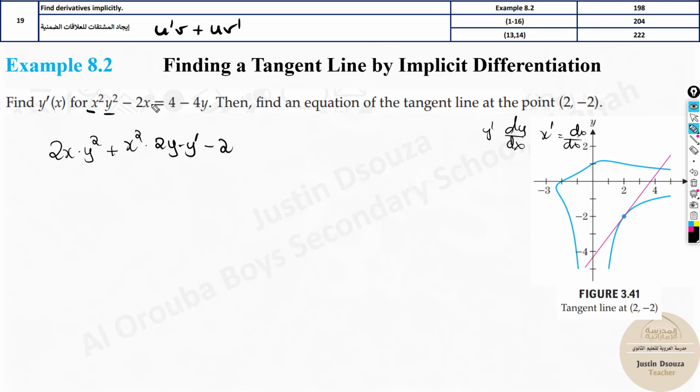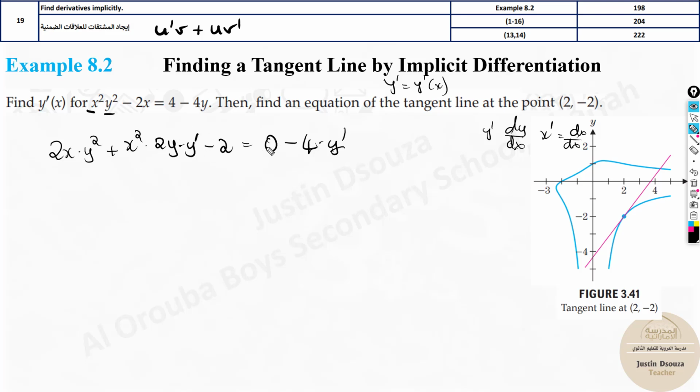Minus 2, because x will become 1, equals, what is 4? Derivative of 4 is 0, minus 4. Now, derivative of 4y would be 4. Derivative of 4x is just 4, but for 4y it is 4 into y dash. Now, what you want is y dash of x. This y dash means it is y dash of x. I'm just not writing it because it'll be simpler.